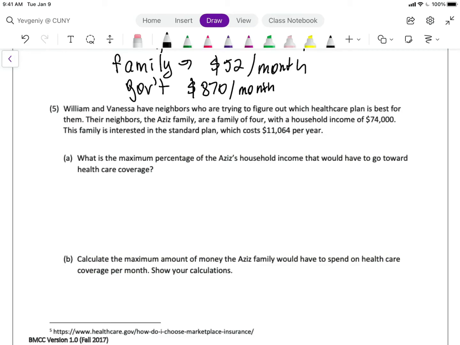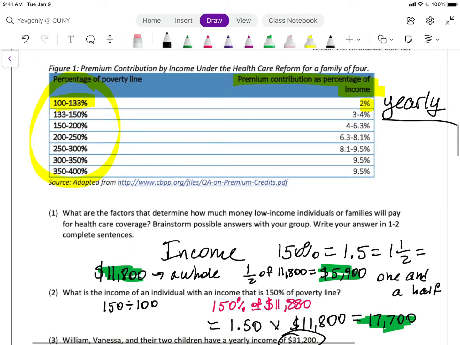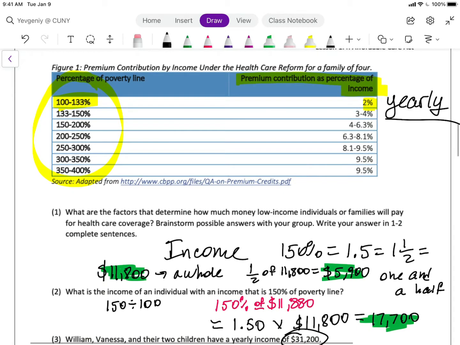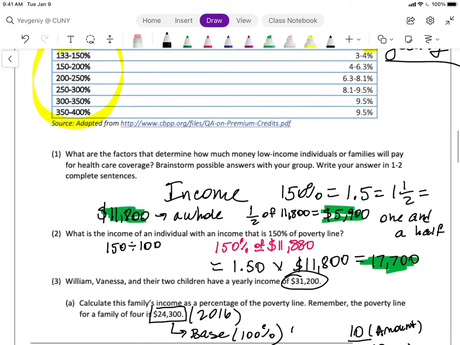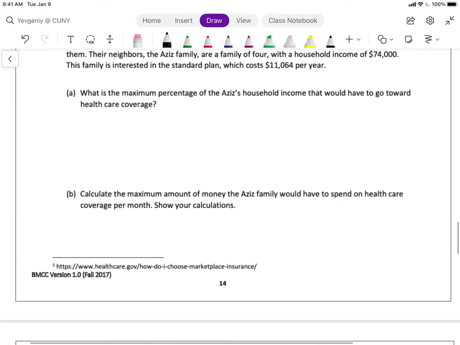In order for us to do this, we need to figure out where they fall. It says, what is the maximum percentage of this household income that would have to go towards the healthcare coverage? Let me give you a moment to find out where they fall in this table and how much they are expected to contribute per year as a percentage, and then we'll calculate that. The answer here would be a percent.